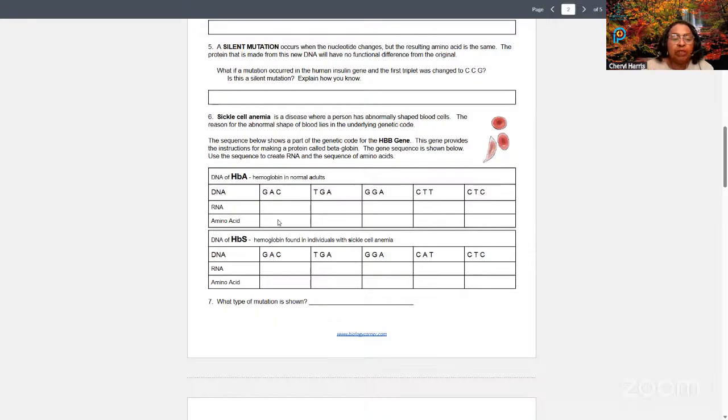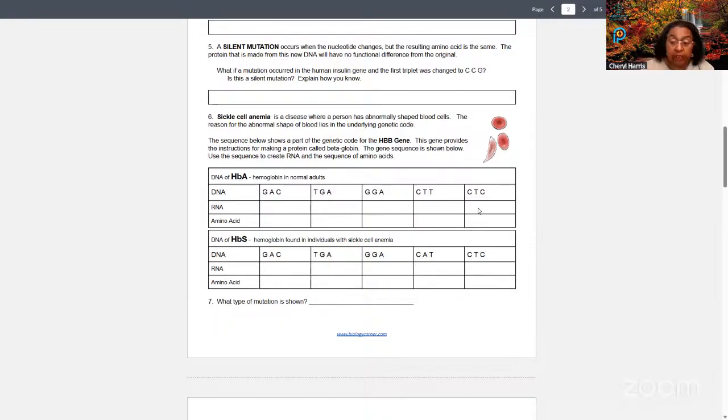Now remember that these amino acids are abbreviations. Those are not triplet codes. That's actually the shortened version of the name of the amino acids because they're long, so they give you a three-letter abbreviation. The triplet code for TGA is ACU, and that's going to give you threonine, which is THR. The triplet code for GGA should be CCU, and that'll give you proline. And then the triplet code for CTT is GAA, and that'll give you GLU.